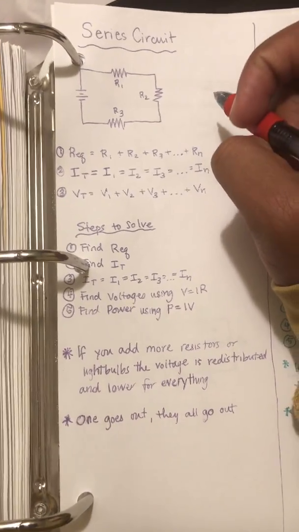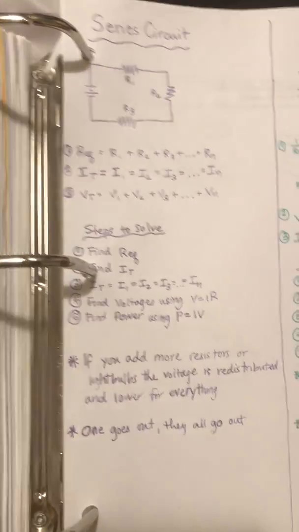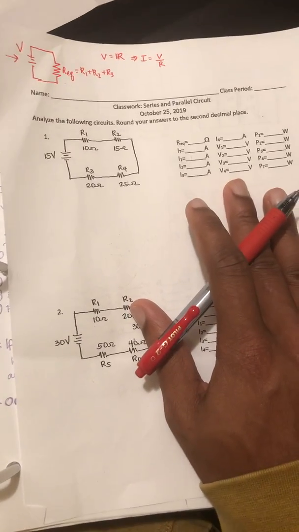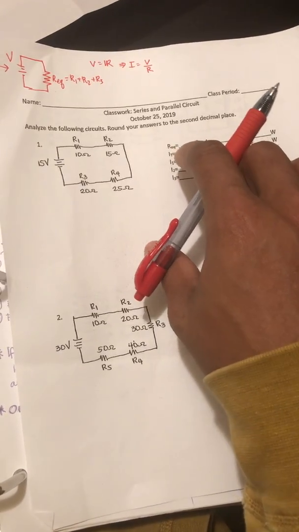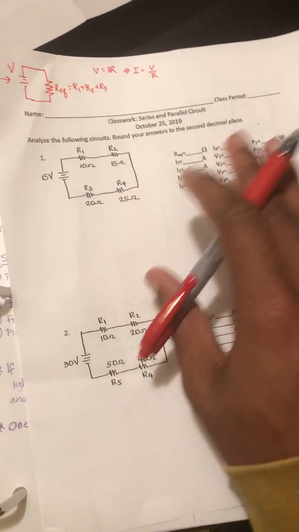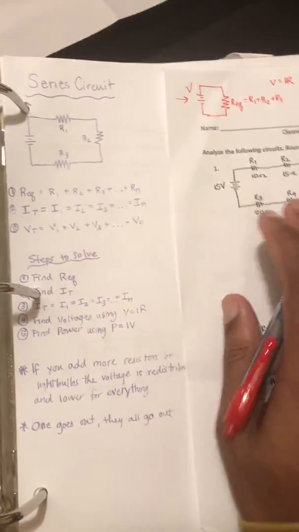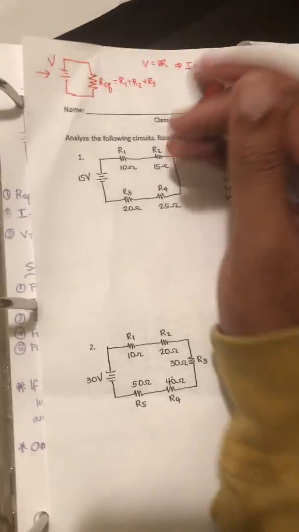So with that being said, let me take some time to solve a series circuit question. All right. So we did this one in class. We have to find the equivalent resistance, total current, and the voltage and current for all of the resistors. So the first step is going to be to find my Req.